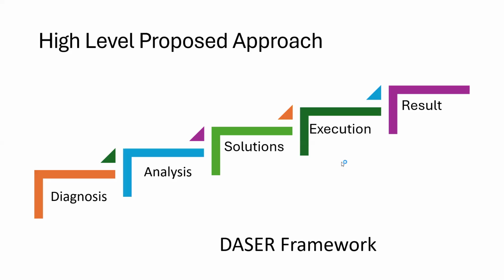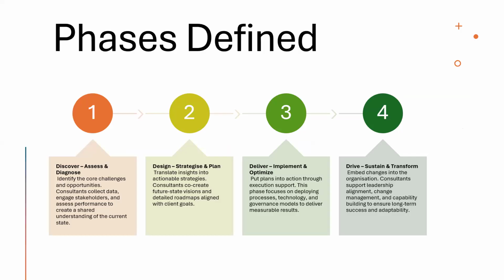Okay, so that is the high-level approach you can adopt. If it's getting too heavy, let me know. We can take a break. So for those 4 stages, this is just an explanation of the 4 stages. Discover, assess, and diagnose: identify the core challenges and opportunities. Design: translate insight into strategies. Deliver: put plans into action. And then implement the change, okay?